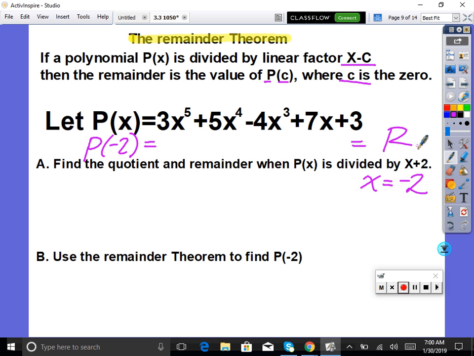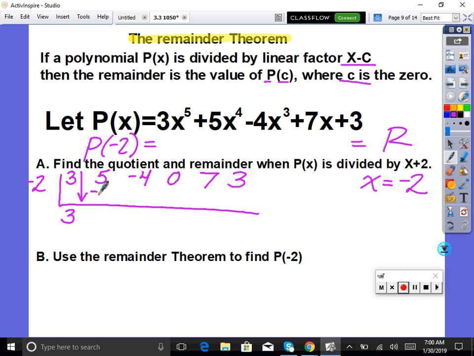So right here it says find the quotient and the remainder. Because it's asking us to also find the quotient, we do need to go through and divide this. Let's use synthetic division. So we know we use our 0, -2, we put in our little house, we put in our coefficients. 3, 5, -4, aren't I missing an x squared? 0, 7, 3. So now we'll add straight down, multiply up, add straight down, multiply up, add straight down, multiply up.